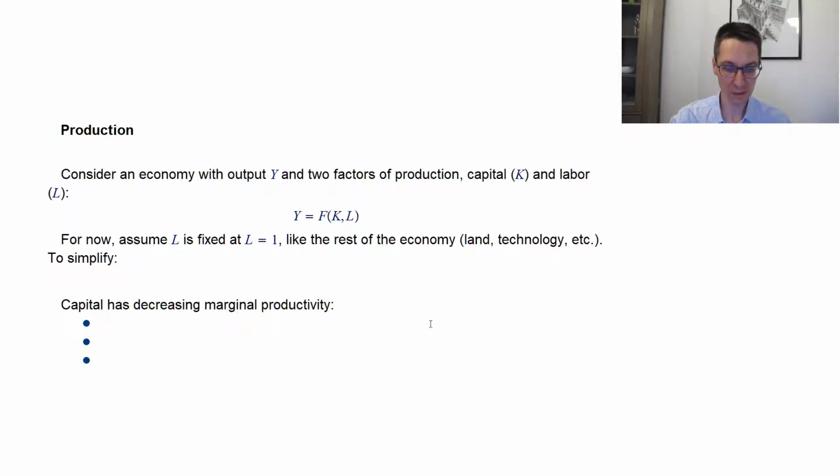So let us write it this way. y equals f of k, 1. And I can even abuse the notation more by just writing it as f of k. So where has the L gone? Well, the L is still there, so maybe I shouldn't use the exact same letter for f. But if we allow for this abuse of notation, we simply have to remember that the L is still there. But since it doesn't change, I don't have to care for it.